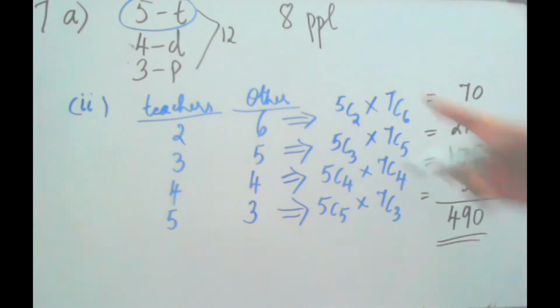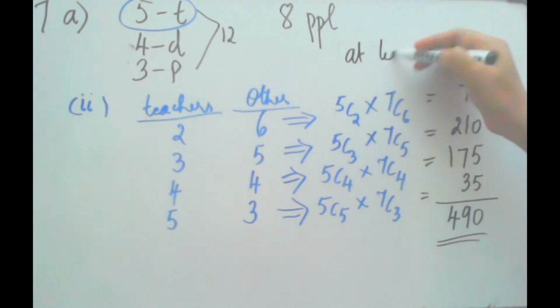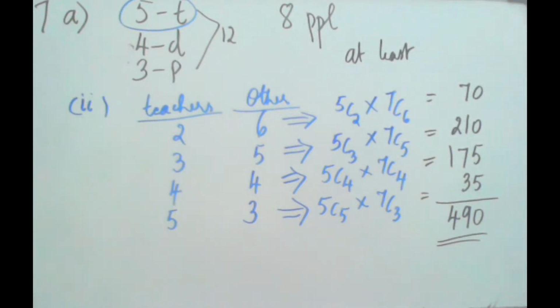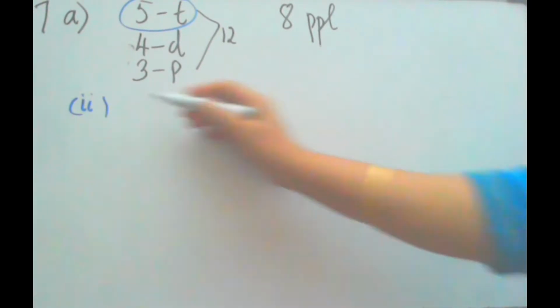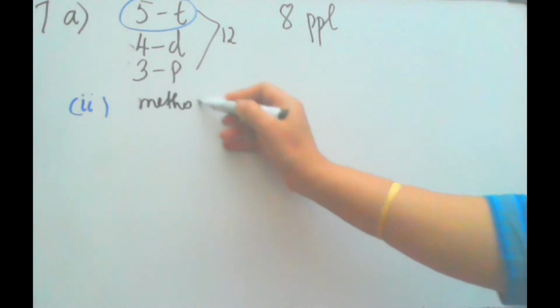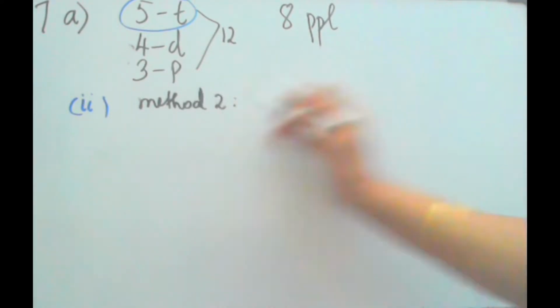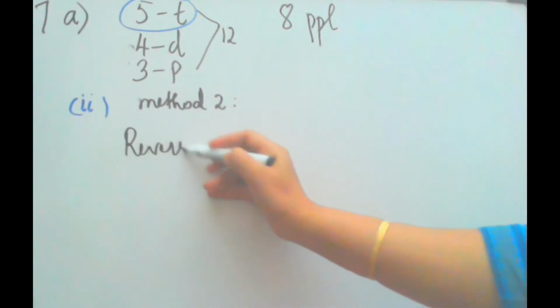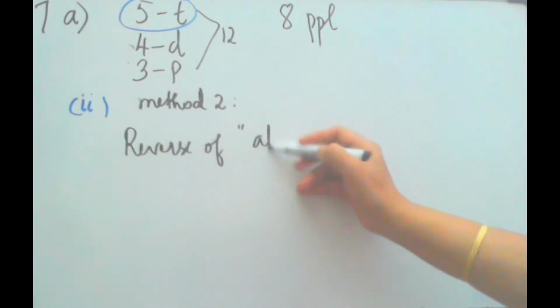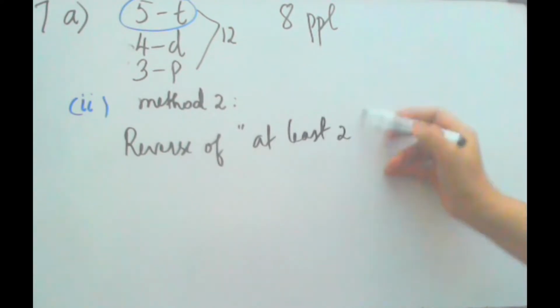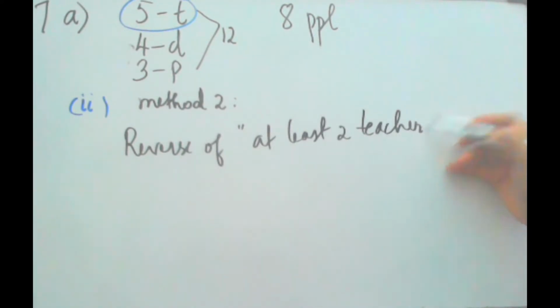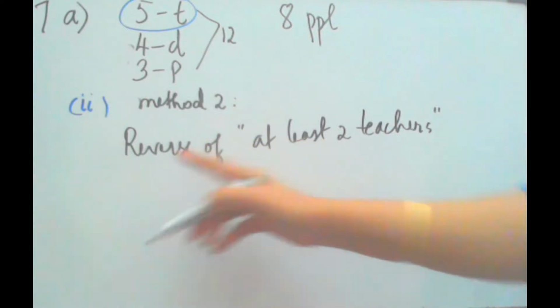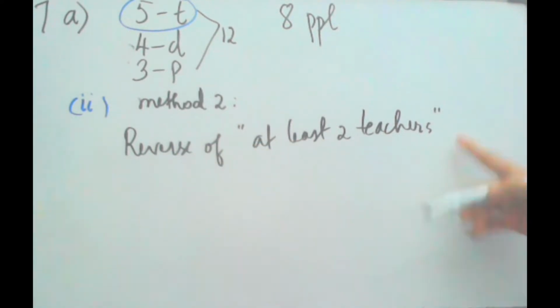Now there is a method 2 for this answer. We have to think about what is the reverse of at least 2 teachers. So we will see this in little detail. The method 2 for solving this problem. See whichever you find easier, you can go with that. Let us think of the reverse of at least 2 teachers. Can you think of the statement which is the reverse of at least 2 teachers?